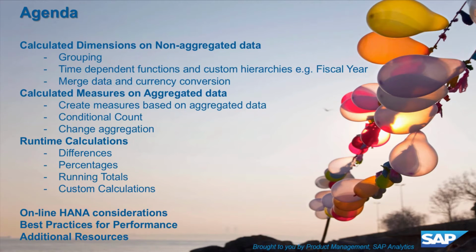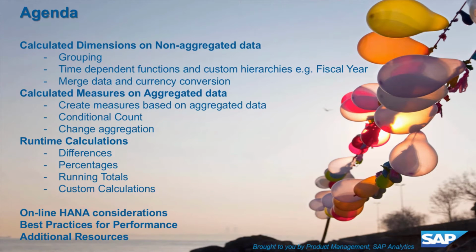and also give you some examples. So we're going to go through some calculated dimensions on non-aggregated data. We're going to talk about how you can group data, like what are the various ways you can do it. We're also going to talk about time-dependent functions and custom hierarchies. In this webinar, we're going to create one for a fiscal year. Lumira does support the date hierarchy, but currently you can't put the date in there in the hierarchy. So I'm just going to show you an alternative of how to get around that.